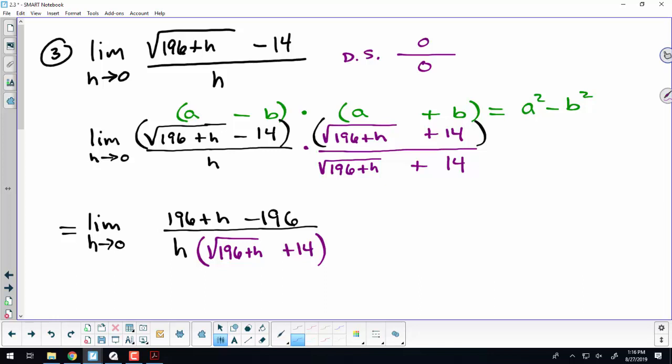How would our answer be different if in the original equation that we were given it was plus 14 instead of minus 14? So if we started off with the root 196 plus h plus 14, then what we would have multiplied top and bottom by is root 196 plus h minus 14. So then this part right here would have been a minus. We would have still received the same result up top, and this would have been a minus. So that would be the only difference.